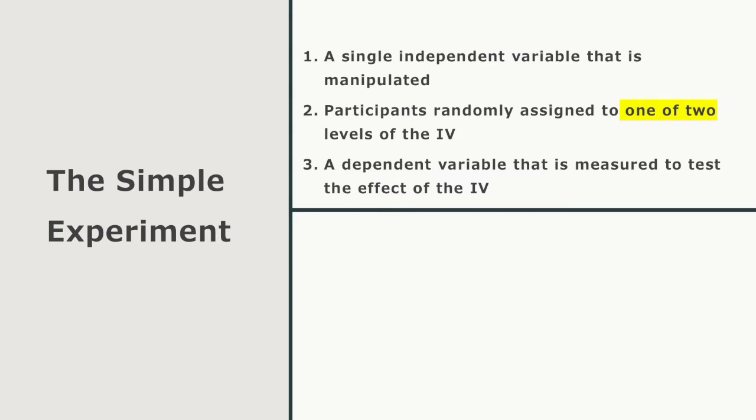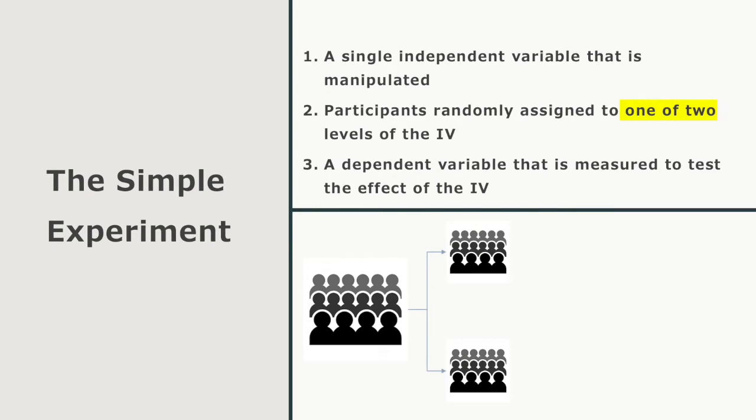And then finally, a dependent variable that is measured to test the effect of the IV. Again, the outcome variable, the DV, is thought to be dependent upon that manipulation. So if you have these three things, you have a simple experiment. And it looks very familiar because we use the simple experiment as our example all the time. We take our group, it's been randomly selected from our population. Then we randomly assign them to two conditions.